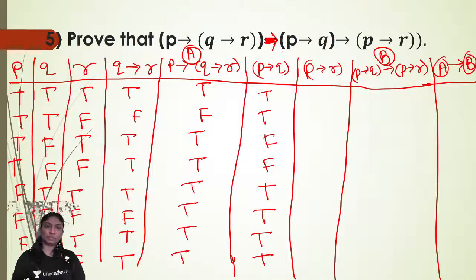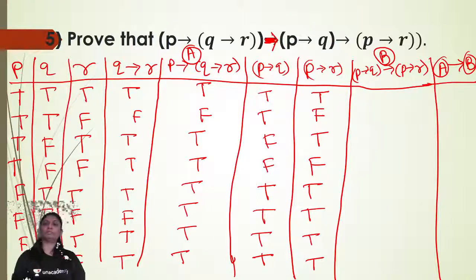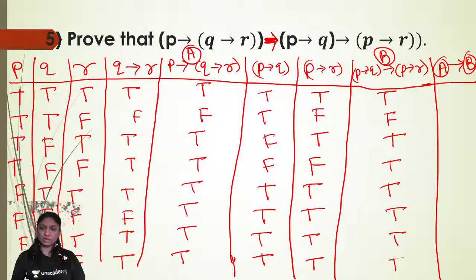P implies R: T T T, T F F, F T T, T F F, F T T, F F T, F T T, F F T. P implies Q implies P implies R. So these two: T T T, T F F, F T T, F F T, T T T, T T T. Now A implies B: T T T, F F T, T T T, T T T, T T T.